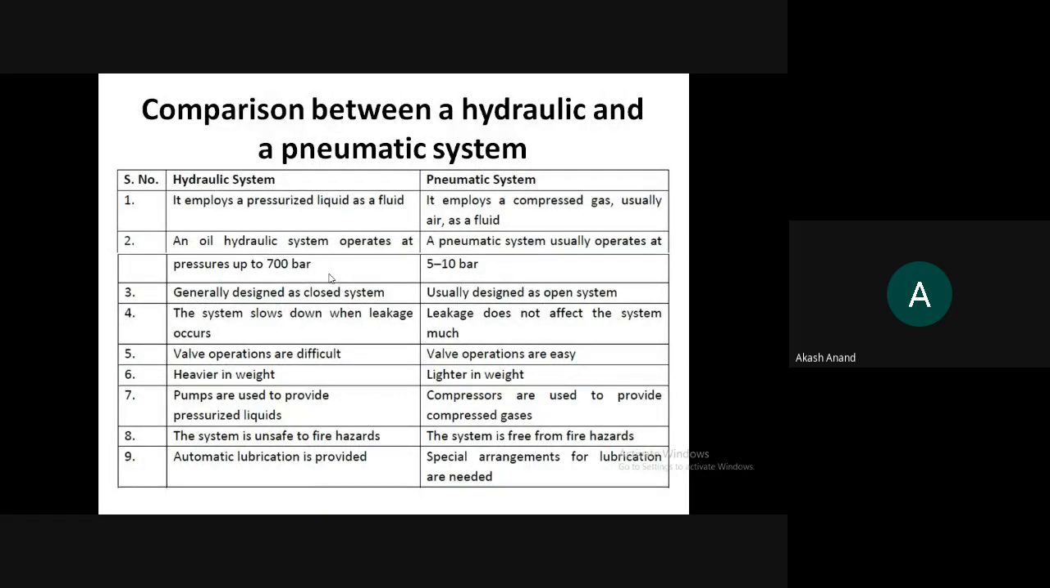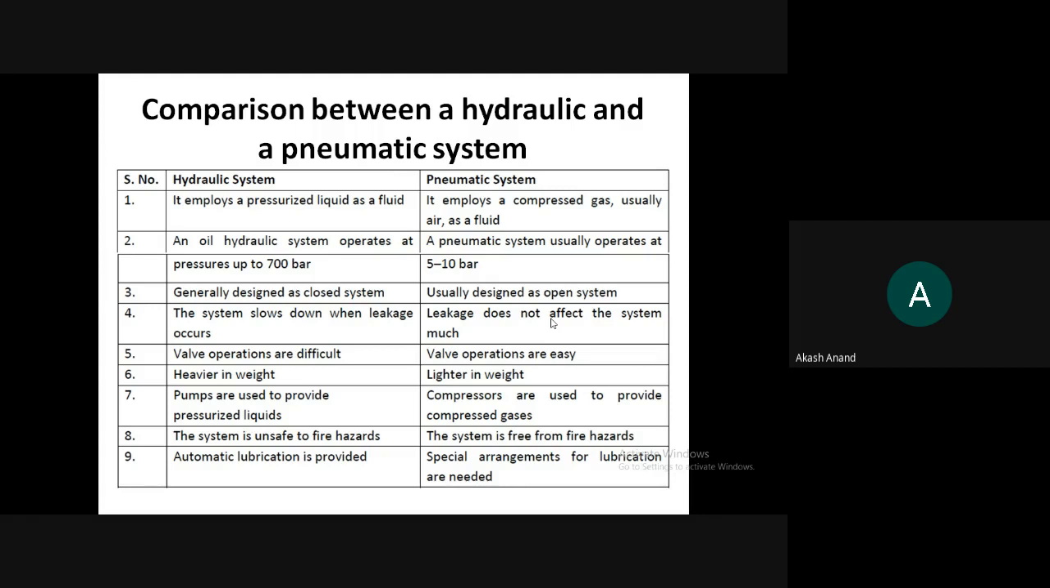Next is that the system slows down when a leakage occurs. In the case of a hydraulic system, if liquid is leaking at some point, it will slow down the system. That is, the pressure will drop, and then we will not get the required result at the output section. And in the case of a pneumatic system, if a leakage is there, it will not affect it much.